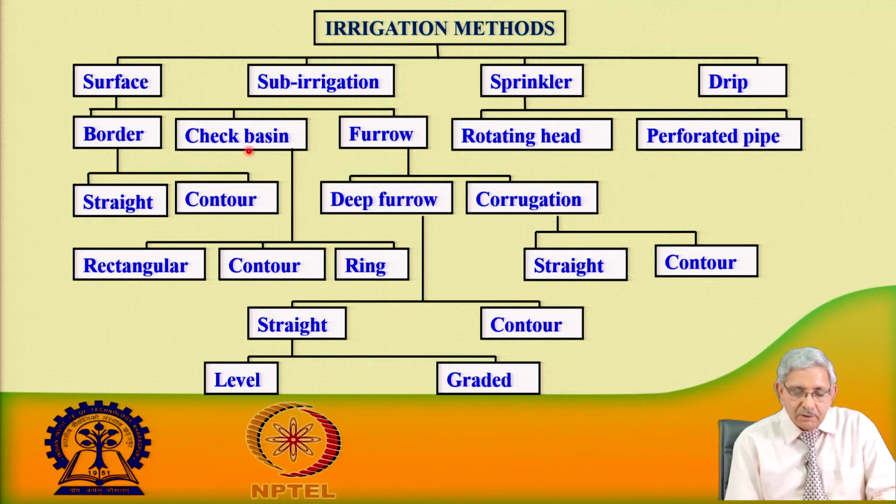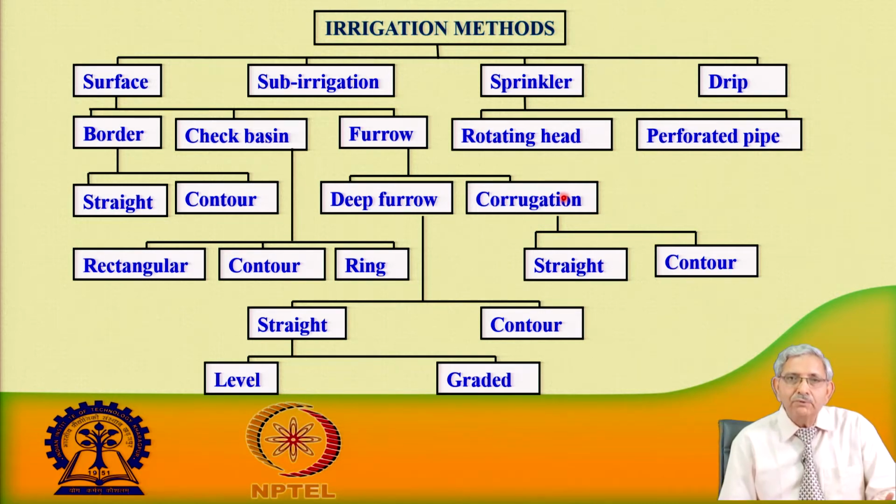Similarly, a check basin can be rectangular in shape, or it is laid on contour, or it can be made a ring, meaning the basin can be circular in shape. And then furrow irrigation can be a deep furrow, which looks like a channel, and the crop is grown on the ridge.